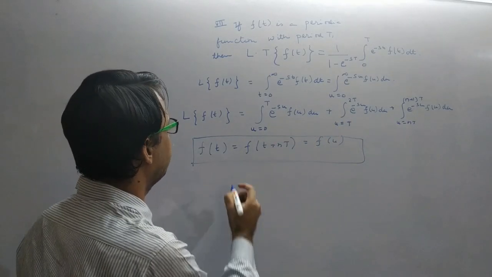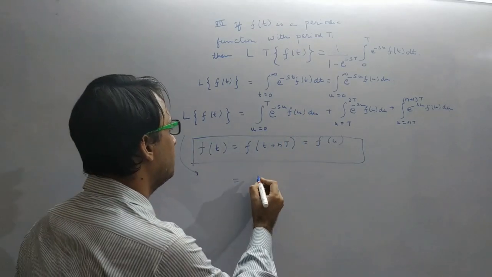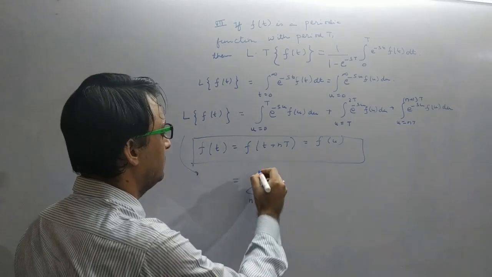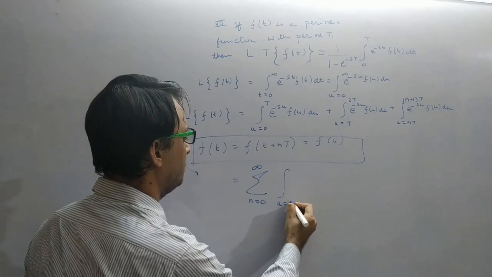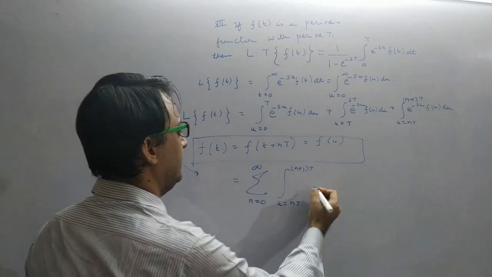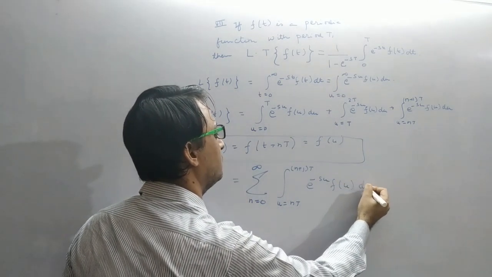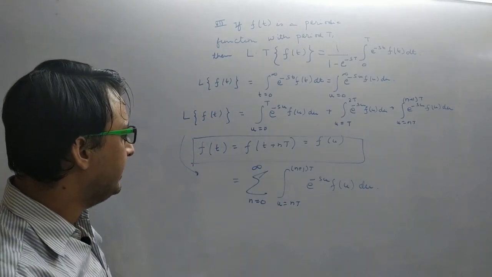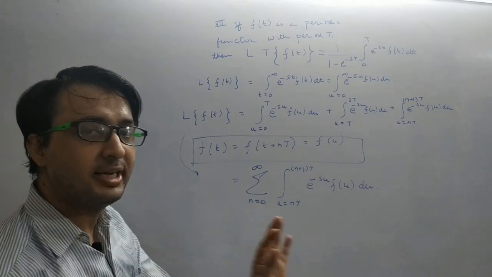So we have introduced this, so we can use a summation that runs from n is equal to 0 to infinity, and integral u is equal to nT to (n plus 1)T, e to the power minus su f(u) du. Fine. Now we can easily see why we have used this summation. I will try to explain this.